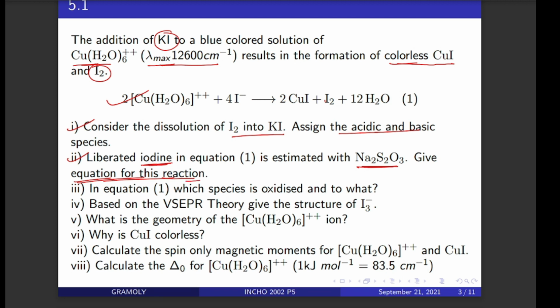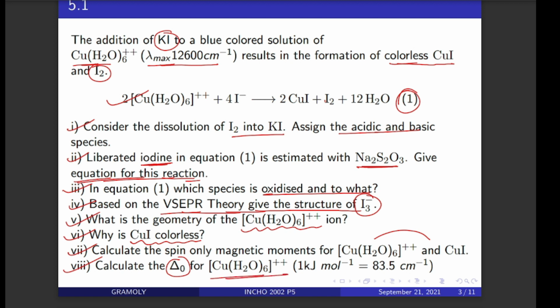In the balanced reaction 1, we have to say which species is being oxidized to what. And secondly, as per the VSEPR theory, we have to give the structure of I3 minus. Then we have to comment on the geometry of Cu(H2O)6 2+ and explain why CuI is colorless. We also have to calculate the spin-only magnetic moments of these complexes. And lastly, we have to find the crystal field splitting energy of Cu(H2O)6 2+ given this particular data.